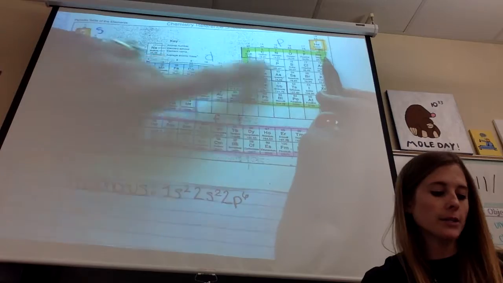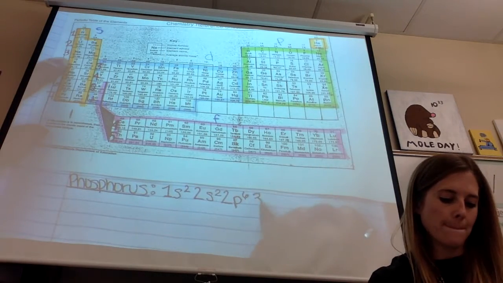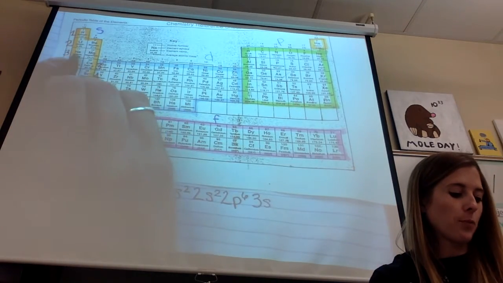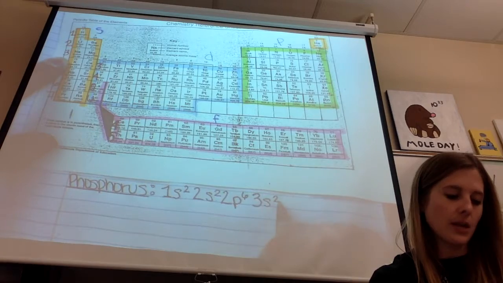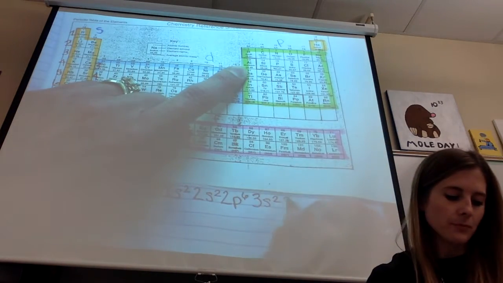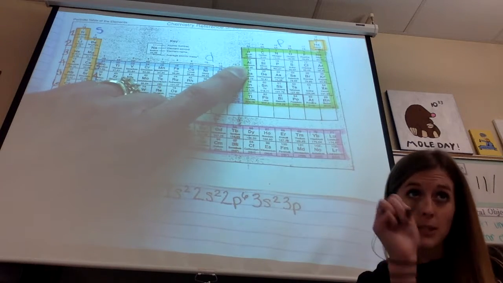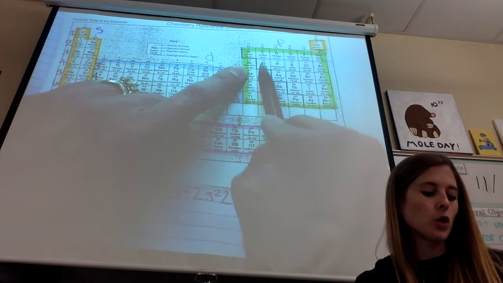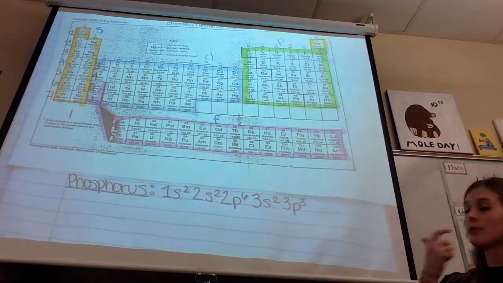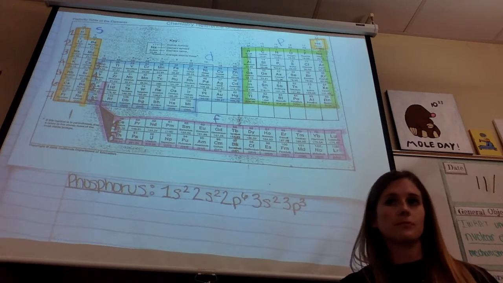Keep going because I'm not at phosphorus yet. So now I'm at energy level 3. I'm in the S shell. It's going to be filled up, 2. Keep going over. This is still energy level 3. This is going to be block P, and then I have to count to get specifically to phosphorus: 1, 2, 3. And there's my electron configuration. How did you do that? 31.